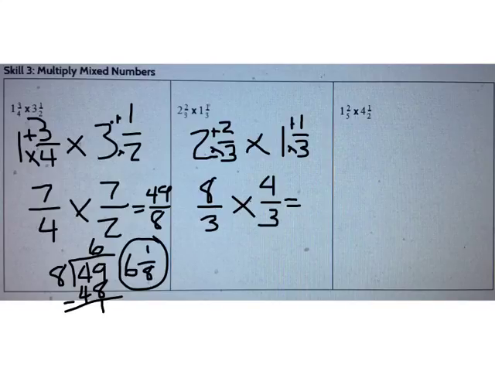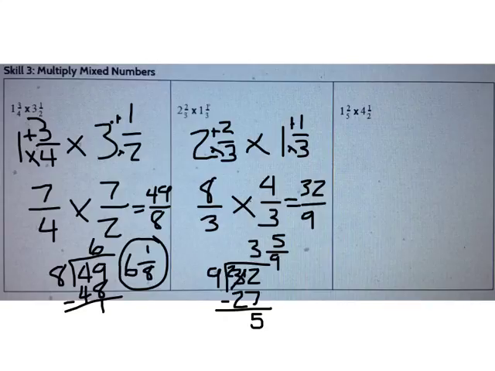When I multiply 8 thirds times 4 thirds, what answer do I get? I get 32/9. Now I can change that to a mixed number. Go ahead and divide 32 divided by 9 to write that answer as a mixed number. The correct answer is 3 5/9.